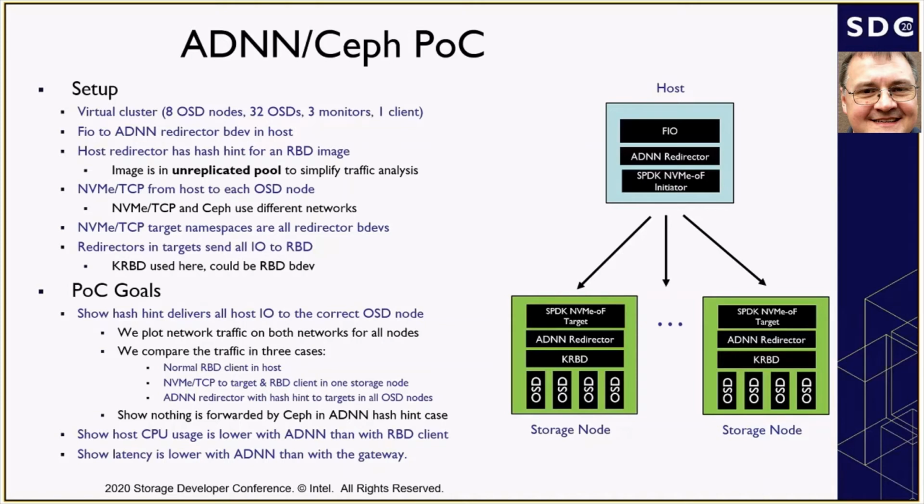We also wanted to confirm that the CPU utilization in the host was lower with the ADNN host redirector doing the hashing than it was with the native RBD client. And then, of course, the latency should obviously be lower with ADNN taking one hop over the fabric than it is if you have a gateway. So that was the final goal.